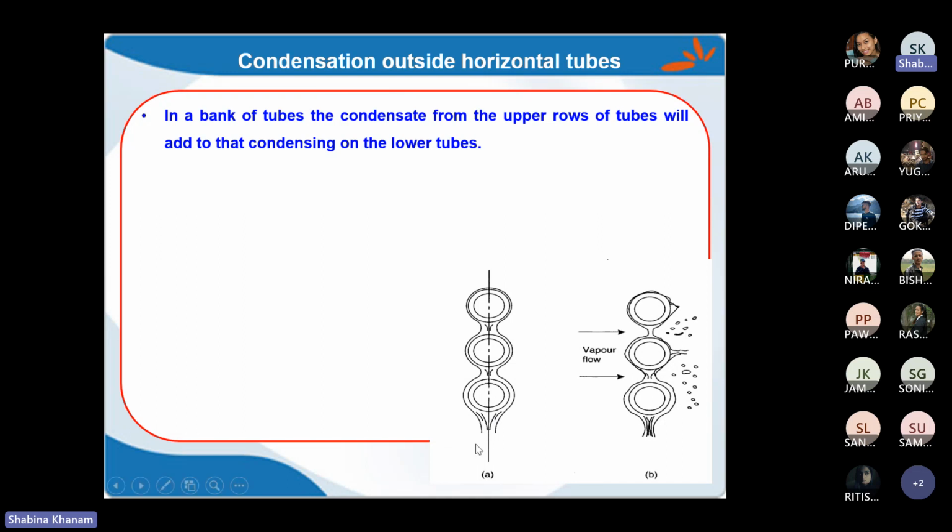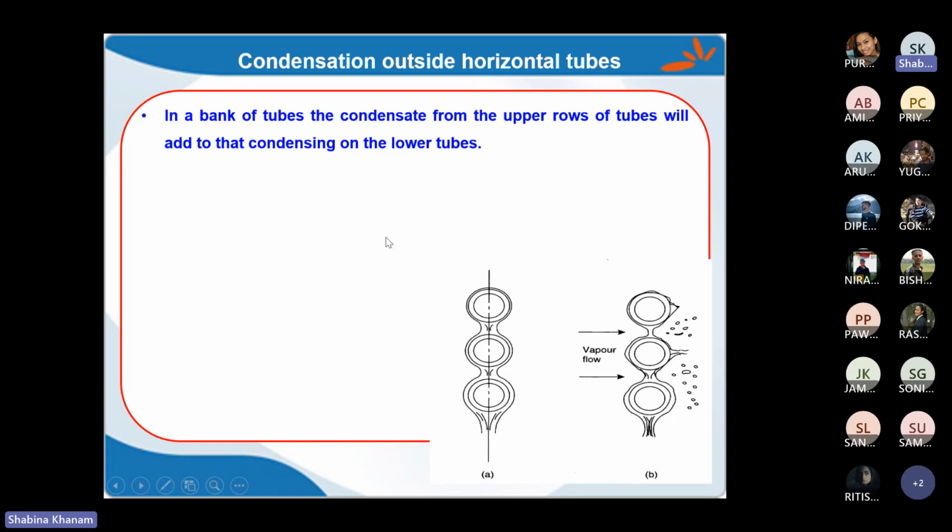So this is the ideal case. And when we consider the actual condition, it will be like this: some hazy or wavy type of film thickness you could have. But of course, as we move down, the thickness will keep on increasing. It is not uniform, but the thickness of the condensate film will increase, that is for sure.